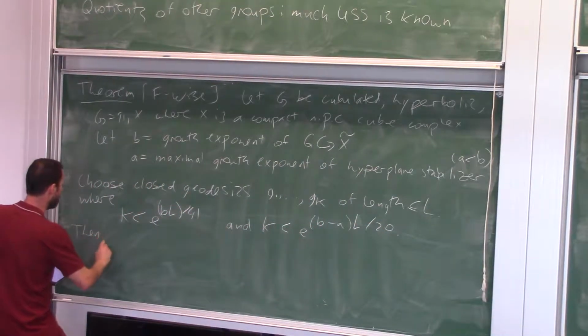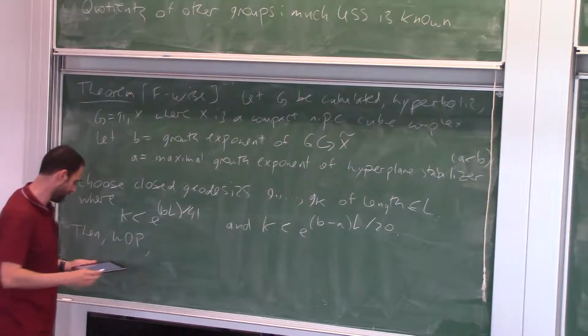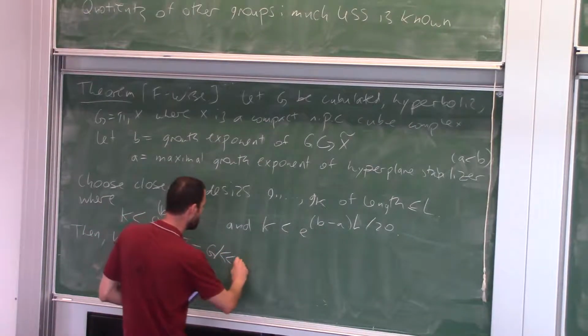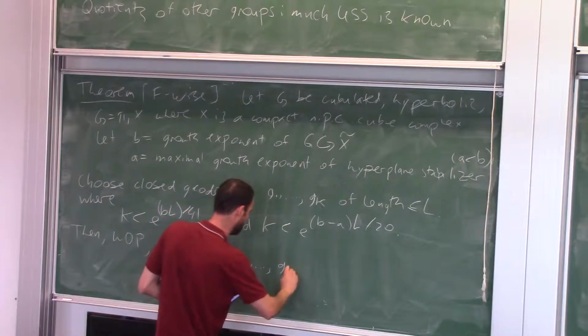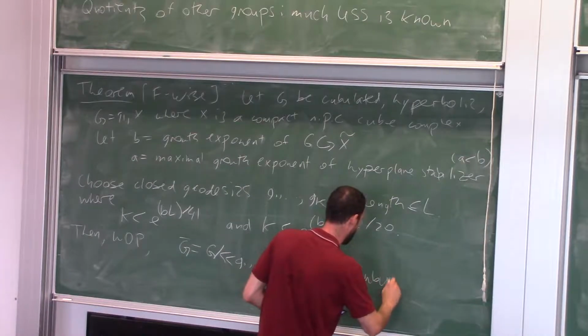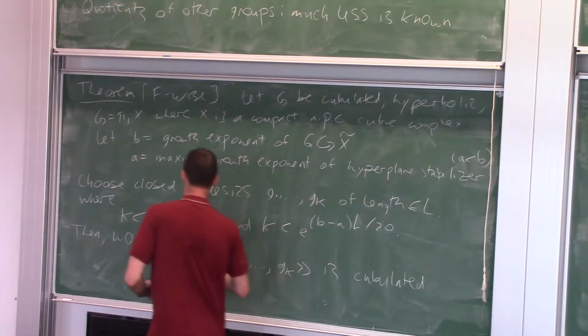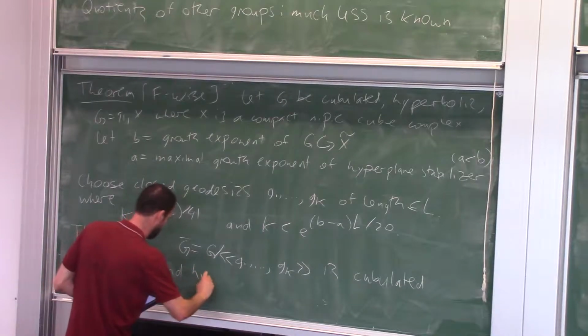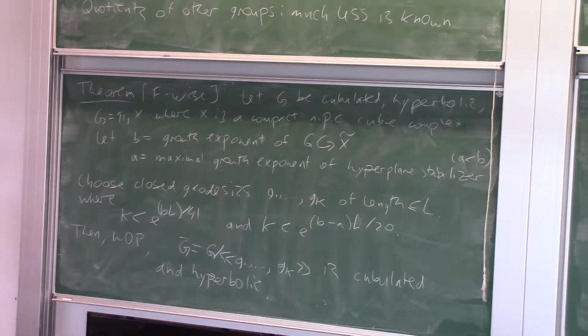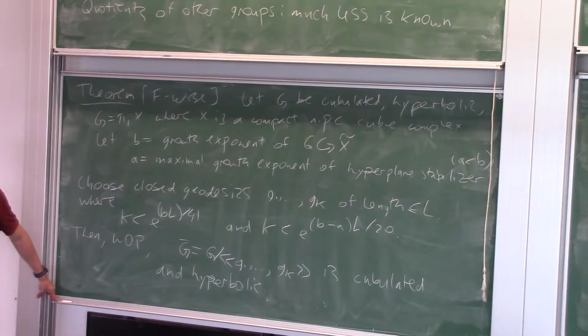And then, with overwhelming probability, the quotient group, G bar, which is G with all those things as relations, is cubulated, and therefore, by theorems of Agol and Dani Wise and so on, has all these really nice properties where it's virtually special and pleasant. So that's the main theorem.